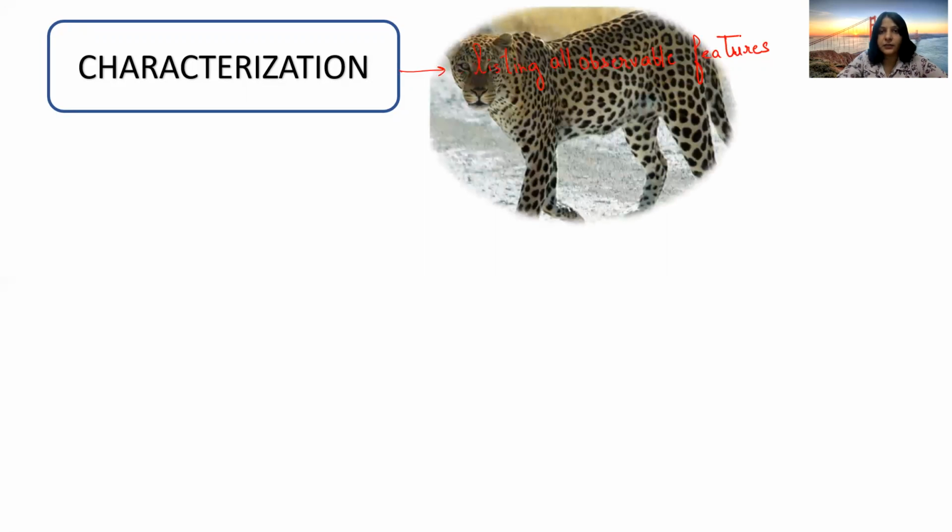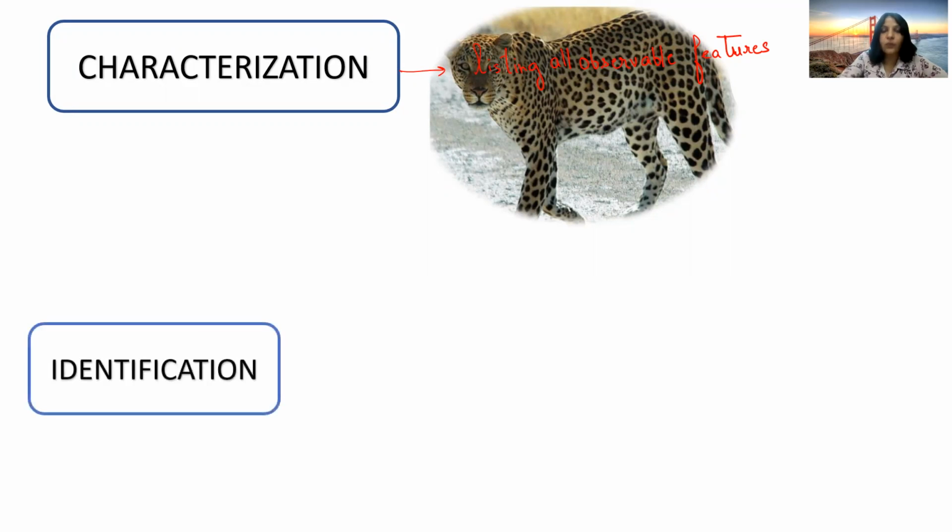Now, if you see here, this is an organism. Let's suppose we have discovered an organism. What we are seeing here: it has two eyes which are similar to cats. It has small ears. It has fur on its body. It looks like a cat, but it's a big cat. It has spots on its body. It has a tail. It has retractable claws. And if we hear its sound, it can roar. So these are the characteristics of this organism, and this is known as characterization.